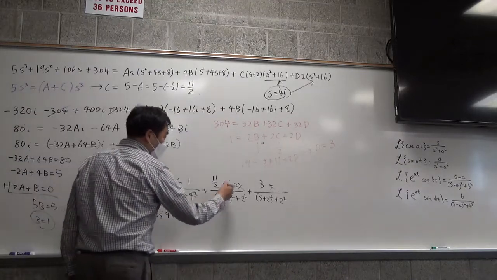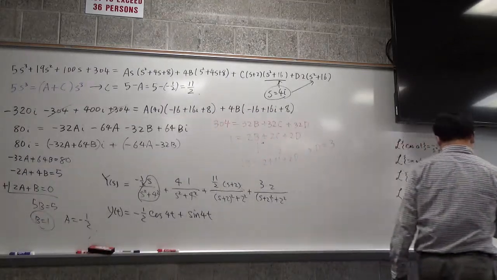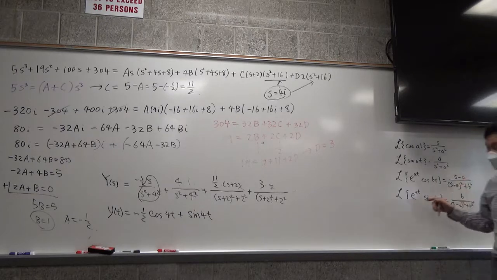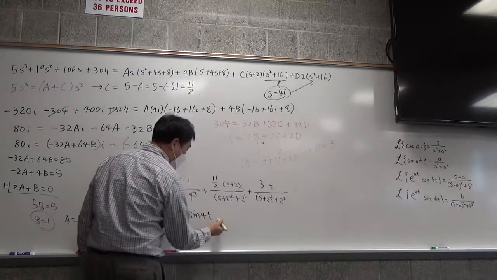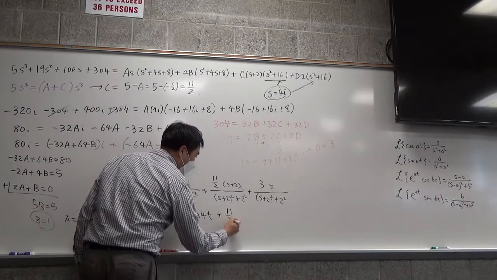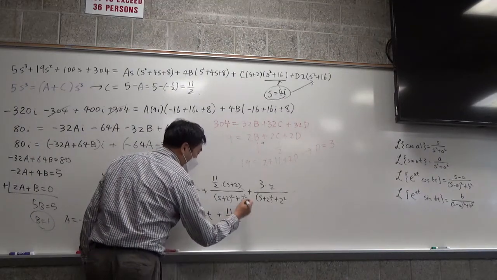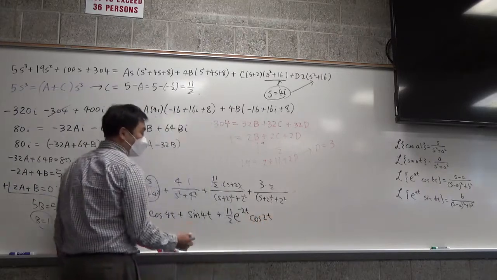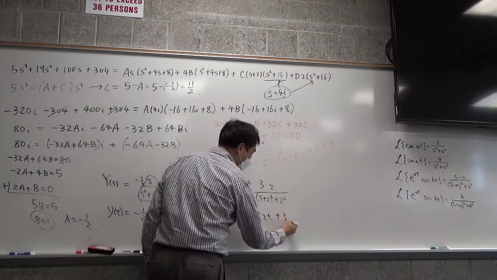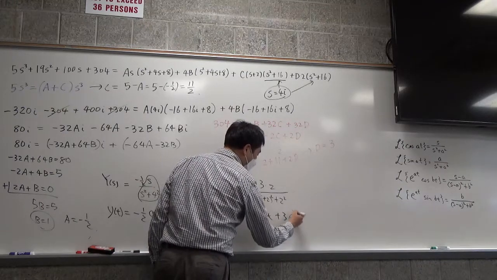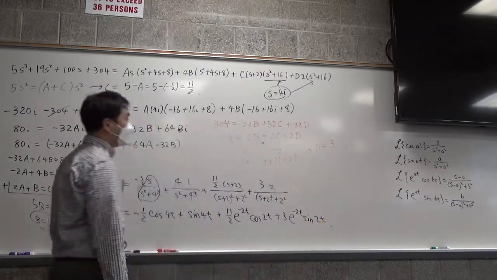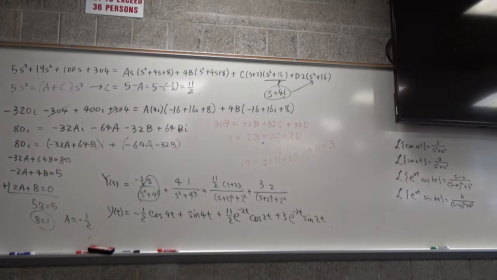And then for this one, you should try to match it with this one right here, with a being what? Negative 2. So you need to put plus 11 over 2 e to the negative 2t cosine 2t. And likewise, that one will be plus 3 e to the negative 2t sine 2t. And that's it.